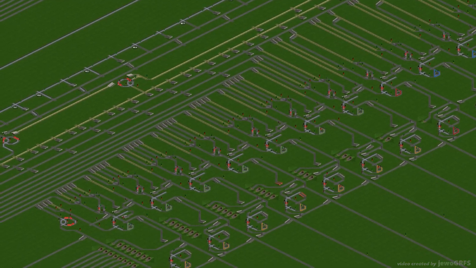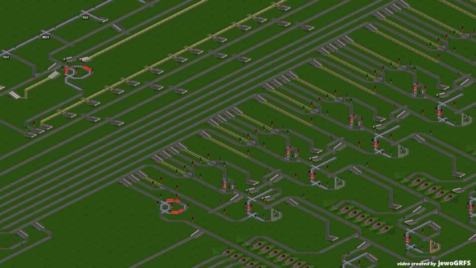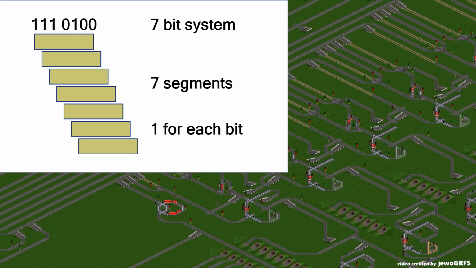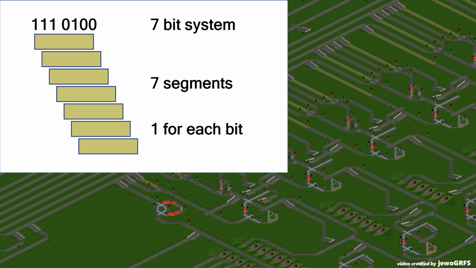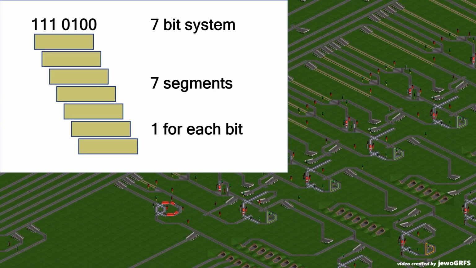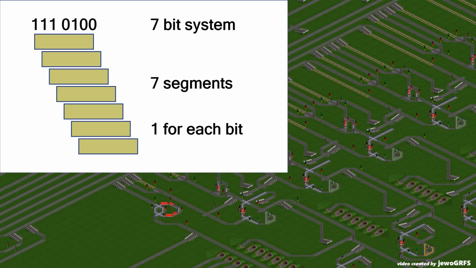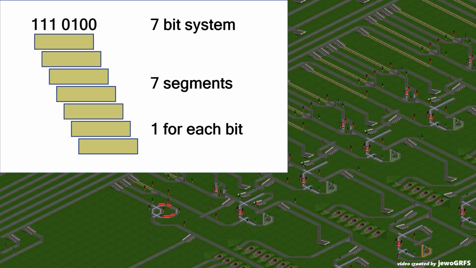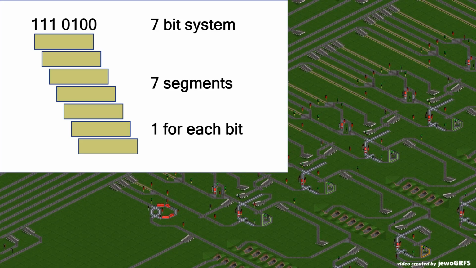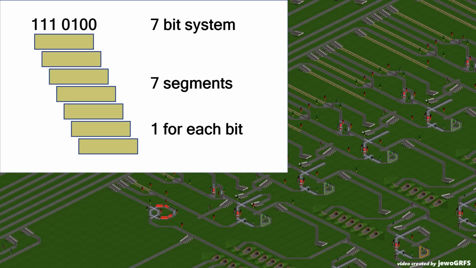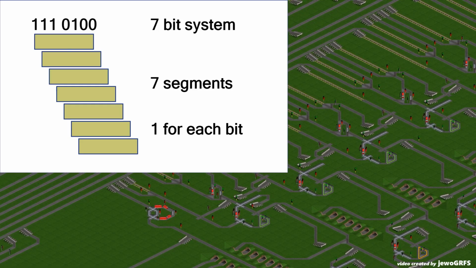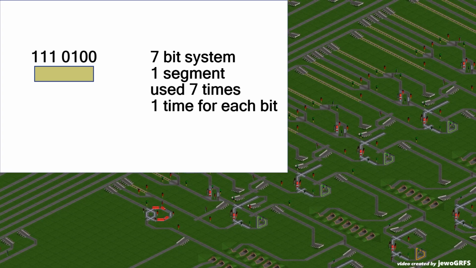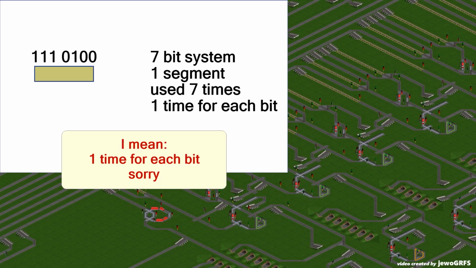So let's start. Why did I want a second version of Division? When I did the first one, it was very big. It required 7 segments because I used a 7-bit system, one for each bit, to make those calculations. However, it was very fast. You could get the result immediately. But I wanted to have something smaller. Let's say one segment that would be used for one bit, one after another.